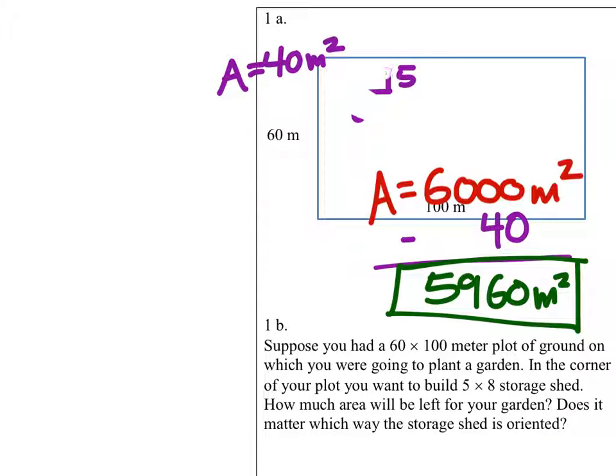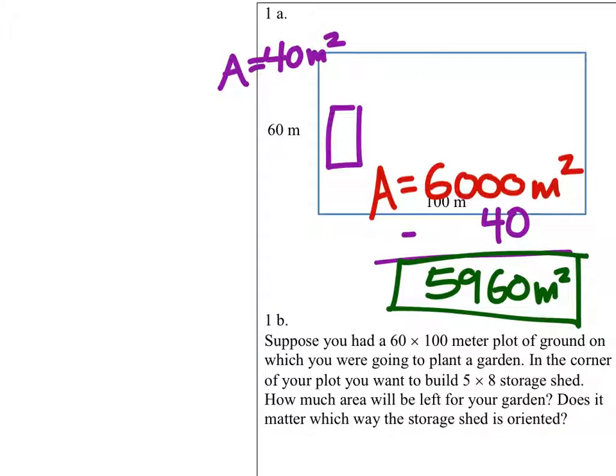Let's go ahead and take this shed and reorient it right here. Is that going to change the area that's available for gardening? No. All right. What if we took this thing? What if I took it and I placed it over here? Is that going to change the area? No. So orientation and placement are not going to change the area that is available for gardening, which is kind of nice.